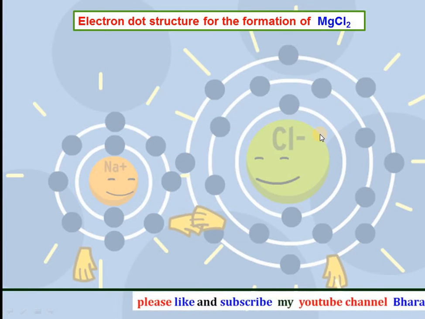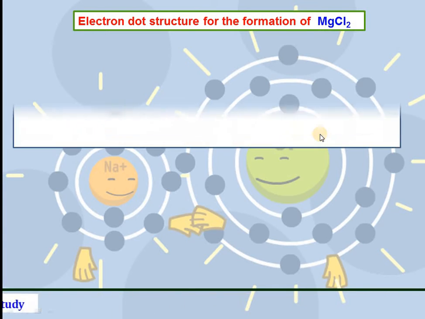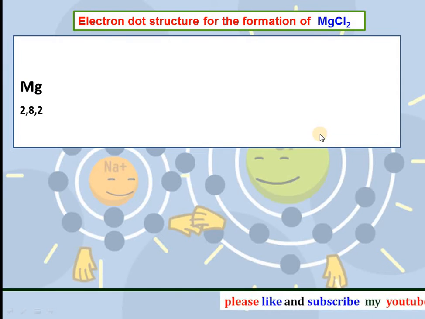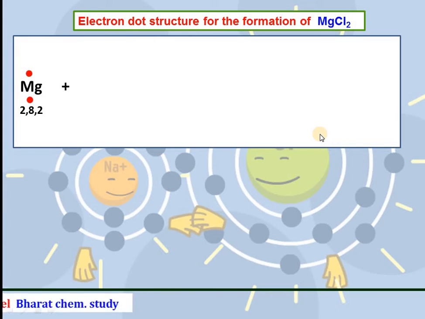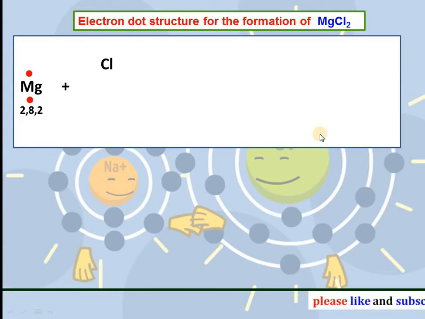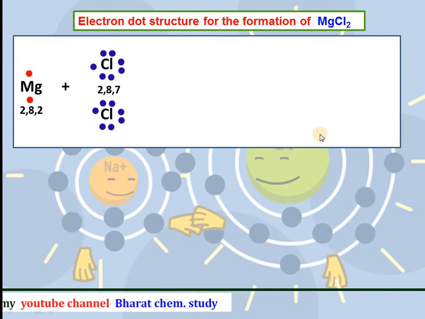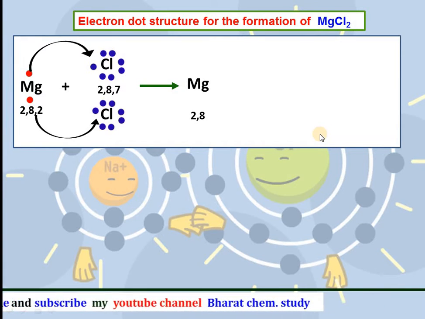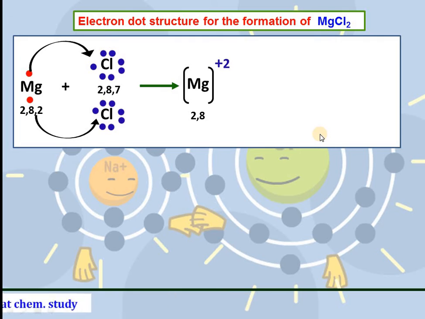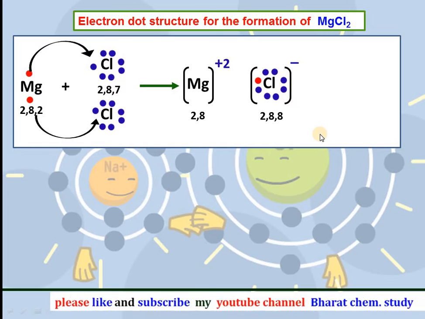Electron dot structure for the formation of magnesium chloride. We know that magnesium is 1 and chlorine is 2. So first of all we write magnesium with its electronic configuration and valence electrons by dots. Then we know that here we have to use 2 chlorine. So each chlorine is having 7 electrons. So magnesium gives its 2 electrons, 1 to each chlorine atom, as a result of which magnesium becomes 2,8 and has 2 positive charge, whereas each chlorine atom gains 1 electron, so each chlorine has minus 1 charge.